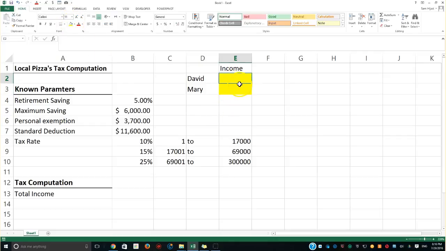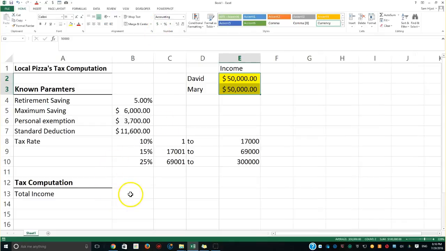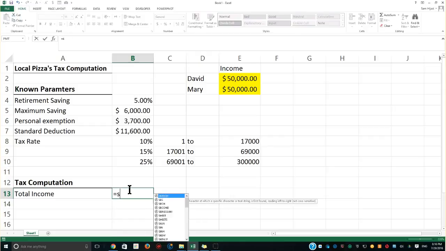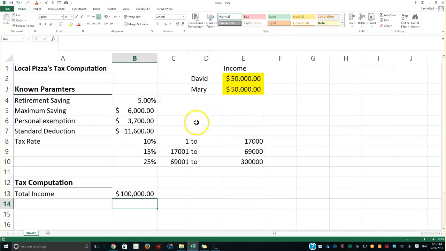You always put something like, let's say $50,000 for each for now. Of course, that could change based on reality. So let's do that also for better testing. That's their income. The total income in that case is going to be these two values, so the sum, or better yet, this one here plus this one here.